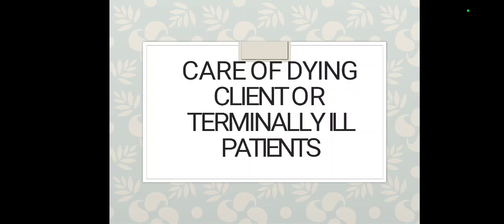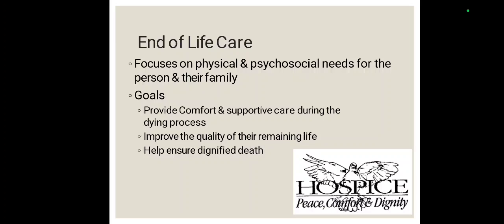So how do we care for those clients? If the previous part of the unit talked about how we handle more of the family members by identifying the different models of grief, now let's understand how we can take care of those people who are experiencing terminal illness or patients who are dying. Okay? So we have here what we call end-of-life care. This type of care focuses on the physical and psychosocial needs of the person and their family. It focuses on providing comfort and support to patients who are approaching death. The main goals of this care are to provide comfort and supportive care during the dying process, improve the quality of their remaining life, and help ensure a dignified death.